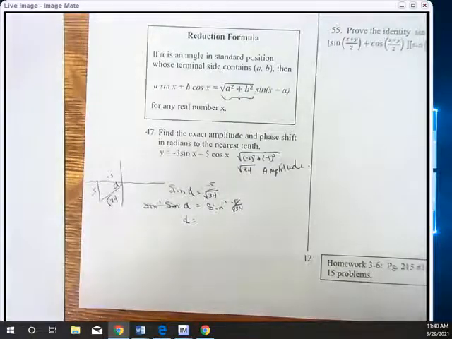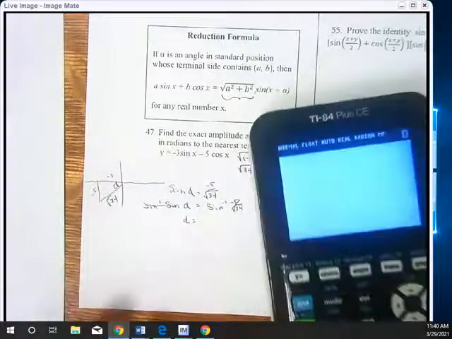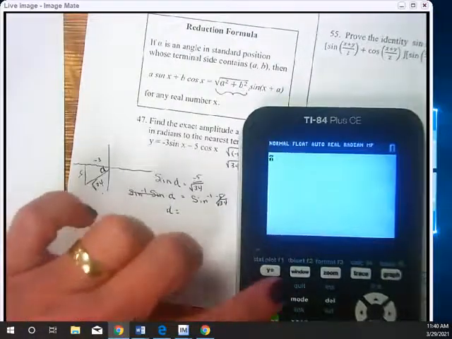Did you get a new calculator? I am borrowing this calculator. So, yeah.